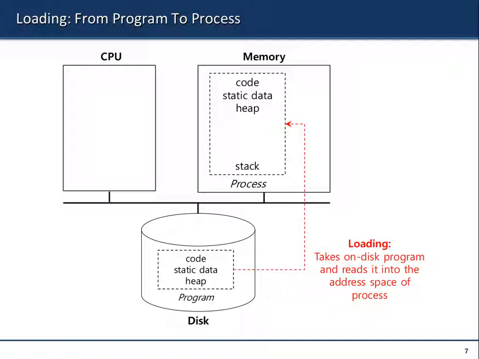So this is what happens. You have the code, static data. Actually, there's no heap yet at this point. So this is the list. You load the code into memory, and this is what it looks like, in the form of the process, and then you have the CPU. Did you follow? Did you visualize what is happening?